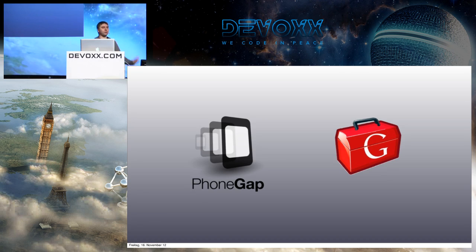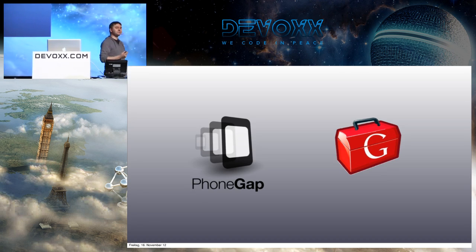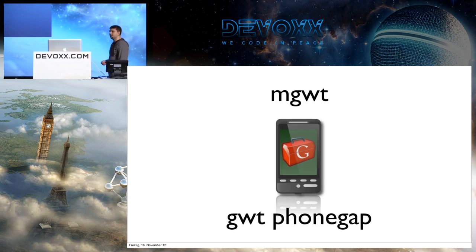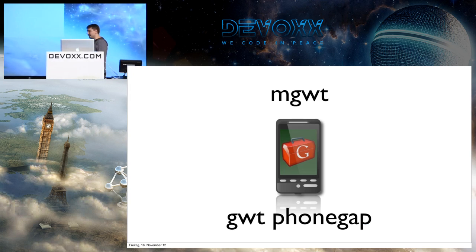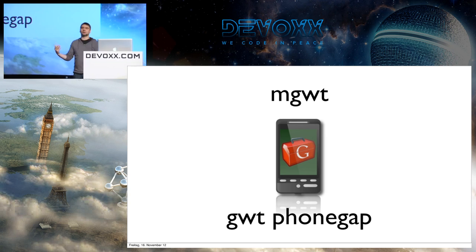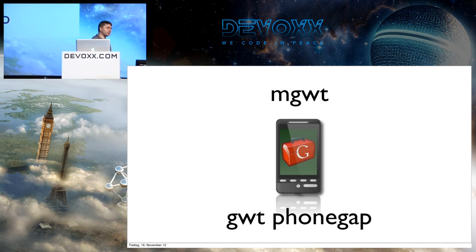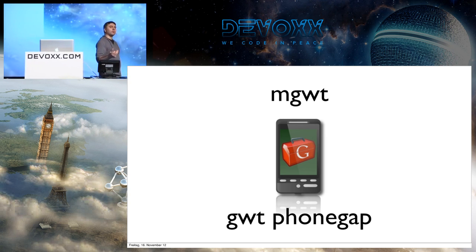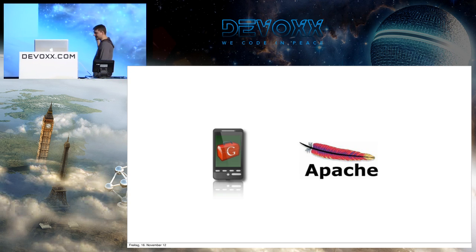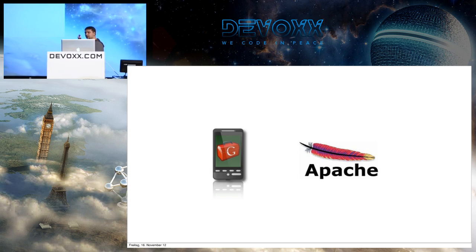Unfortunately, if you want to use PhoneGap and GWT together, there's some key parts missing. And that's what mgwt and GWT PhoneGap are all about. mgwt is about great-looking mobile widgets, which are cross-platform. And GWT PhoneGap is about accessing PhoneGap from GWT directly from Java. Both projects are open source. They are under the Apache 2.0 license.